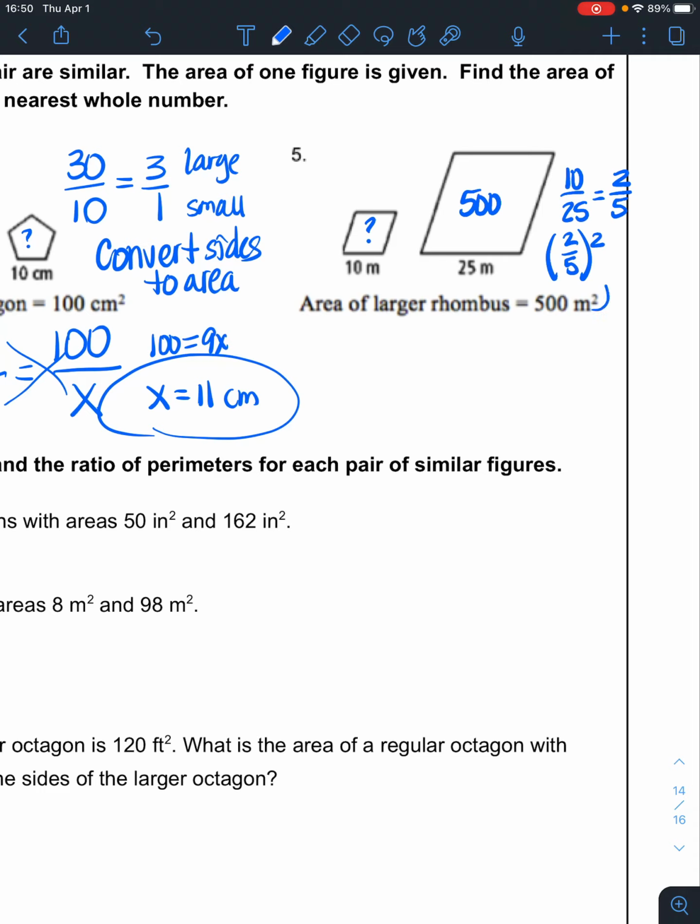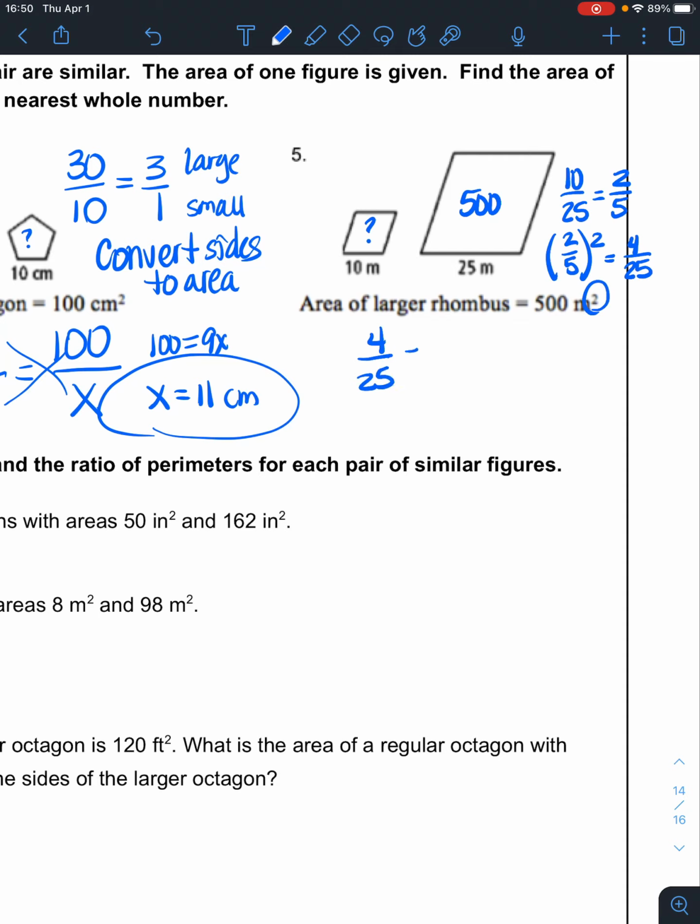My area ratio is going to be my sides ratio squared, because area is squares. Look, you've got squares all over the place here. So you're going to use that square to remind you to convert it. My ratio to use to compare my areas is my area ratio, so it's 4/25.